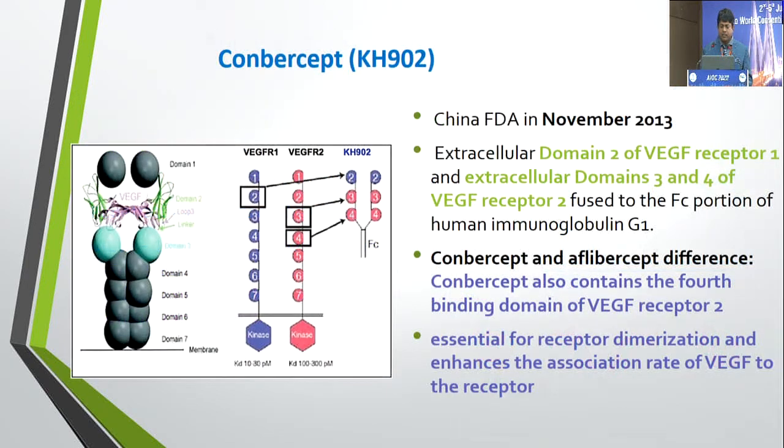A similar drug, which is conbercept, was approved by China FDA in November 2013. One minor difference with aflibercept is that it contains the additional fourth binding domain of VEGF receptor 2, which is essential for receptor dimerization and enhances the association rate of VEGF to the receptor.